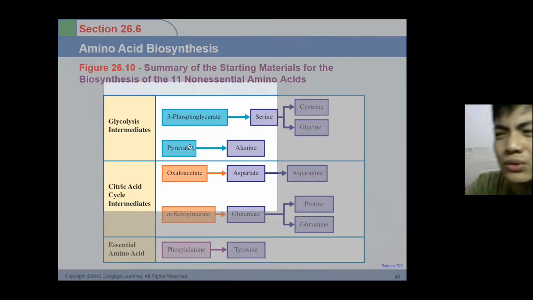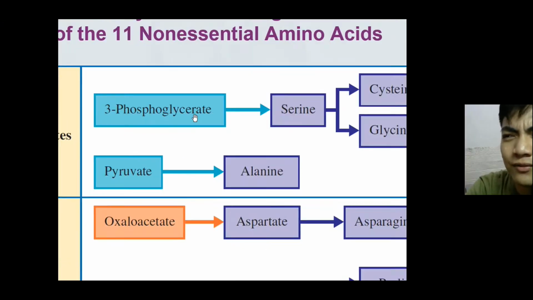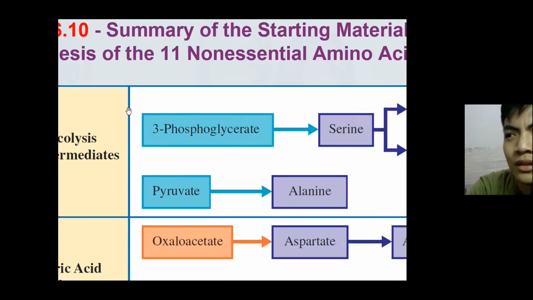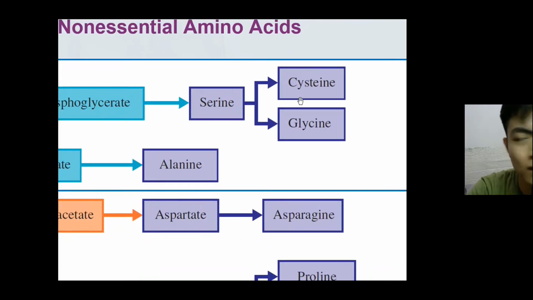Okay, so if we use 3-phosphoglycerate, it can be converted into serine. And eventually, that serine can be converted into cysteine and glycine. So if you use 3PG, ito yung mga amino acids na pwede natin gawin. Of course, the reaction, hindi na natin ipapakita kasi super dami na.